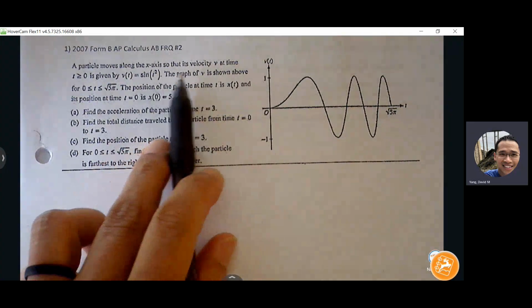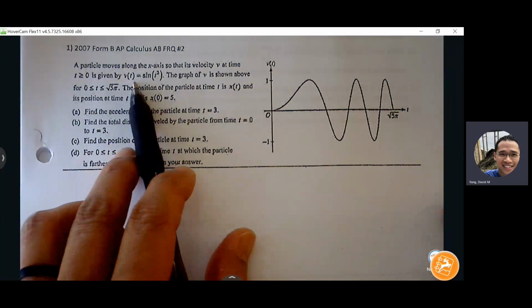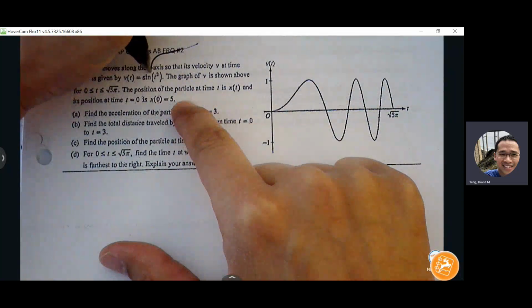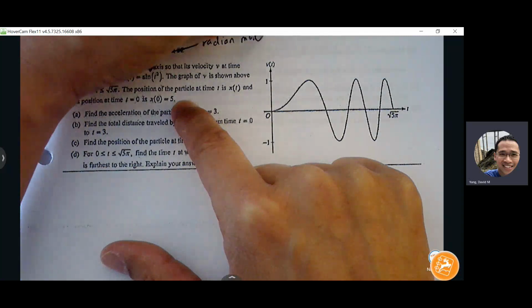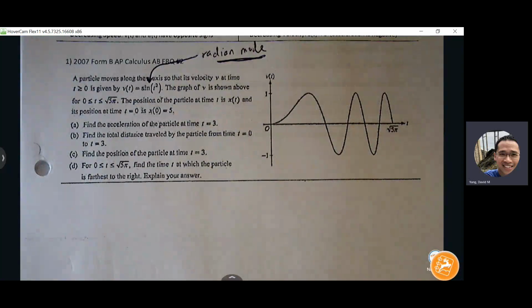A particle moves along the x-axis, so its velocity v at time t greater than or equal to 0 is given by v of t equals sine of t squared. Again, make sure that whenever you're using your calculator on the AP exam, you're always in radian mode. It's really important, especially anything dealing with trig. You want to be in radian mode and never in degree mode. That's for the entire AP exam. For this calculator, we're pretty much never in degree mode.